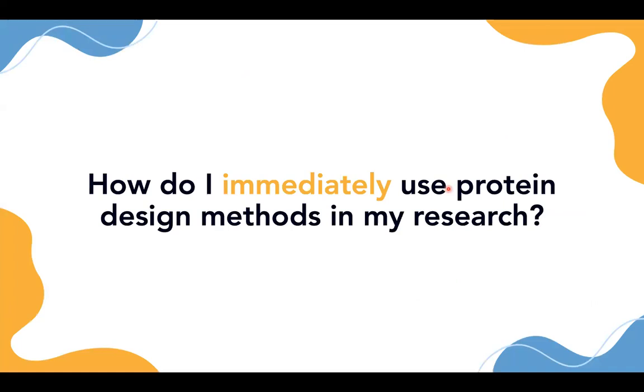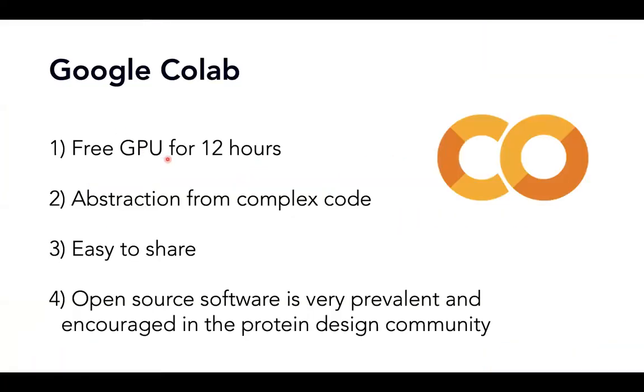Okay, so that's great. We know what RF diffusion is. We know that that's currently, quote unquote, the best in class, right? But I want to use it now. How do I immediately use this protein design method in my research, right? So the problem with these things is that most of these methods will require a GPU, and a very good GPU at that. And they're also very difficult to actually install. Installing can be the most difficult process for these things.